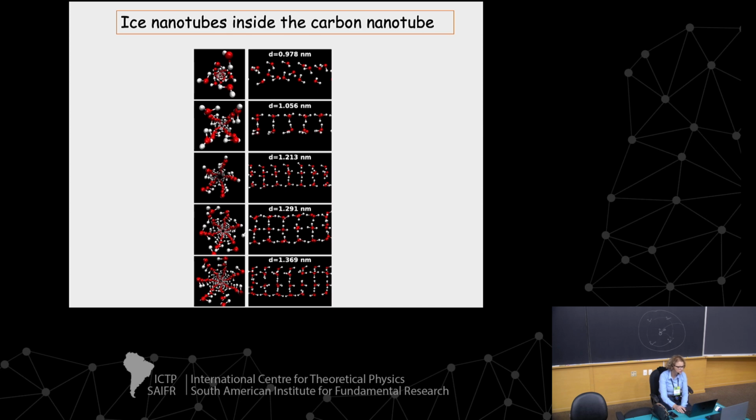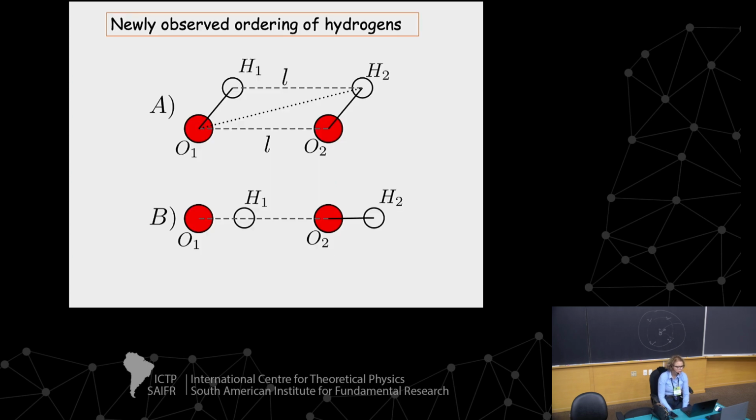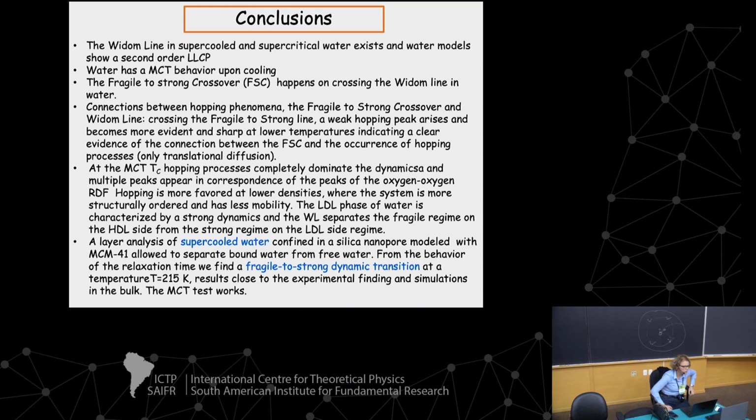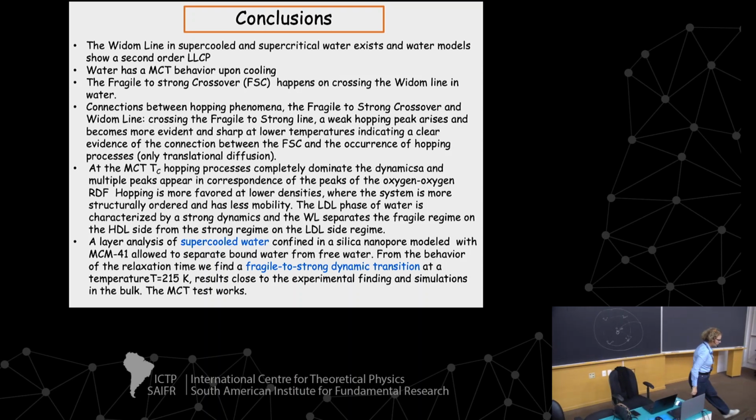As a function of size of the nanotube, when we have a small one, it's also twisted. The ice rotates also. And we also observe a new ordering of hydrogen. Very well. So I think it's more or less time, right? Yeah. But let me just go to the conclusion, just a big recap.